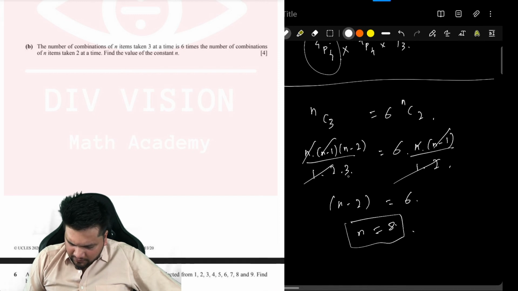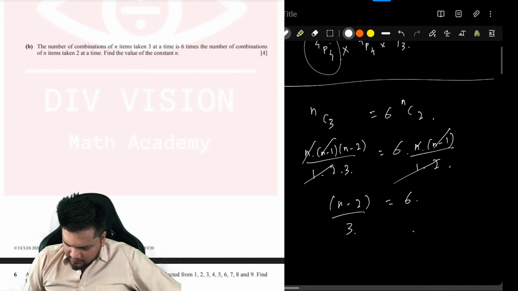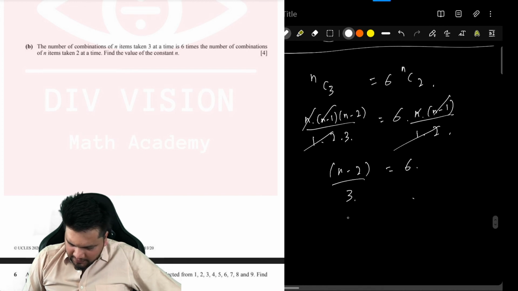Oh, one second. I forgot this 3. So n minus 2 upon 3 is equal to 6, right? Yeah, this makes sense. So basically n minus 2 is equal to 18 and n is equal to 20.